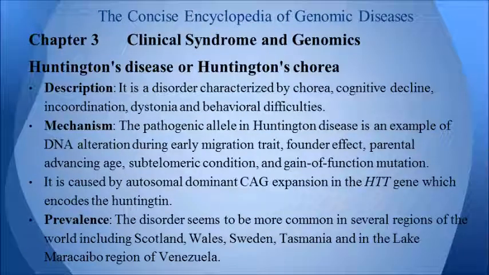Huntington's disease, or Huntington's chorea, a disorder characterized by chorea, cognitive decline, incoordination, dystonia, and behavioral difficulties. Huntington disease usually appears in the third or fourth decade of life. It is caused by autosomal dominant CAG expansion of the HTT gene, which encodes the huntingtin. The expansion of CAG creates a polyglutamine tract, which produces an adverse gain-of-function mutation due to increased aggregation. The HTT gene is located in the subtelomeric short arm of chromosome 4 at 4p16.3.